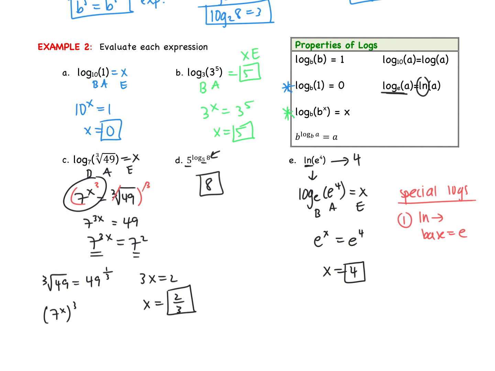Anybody remember the other special one? Either remember or can tell from the properties? We look at the property right above. If you ever see log and it doesn't have a base, that base is known to be 10. Okay, so if you ever just see plain old log, that means that the base is 10.